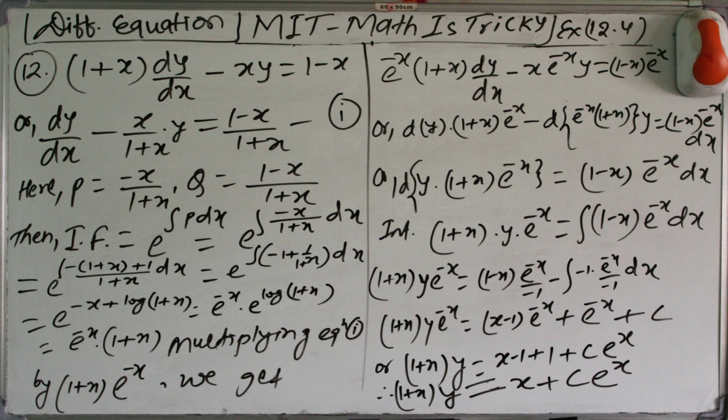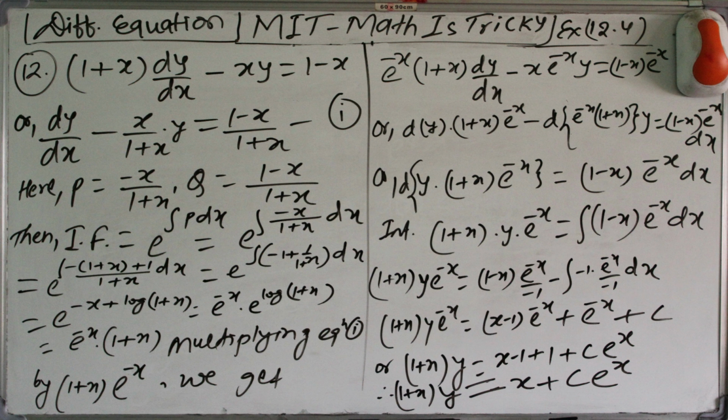Multiplying both sides of equation 1 by 1 plus x into e power minus x, we'll get 1 plus x e power minus x into dy by dx, and then 1 plus x e power minus x into y equals 1 minus x e power minus x. So we'll try to change the left hand side as the derivative of two functions. The first term is the derivative of y into 1 plus x into e power minus x, and then plus the derivative of e power minus x into 1 plus x, into y.